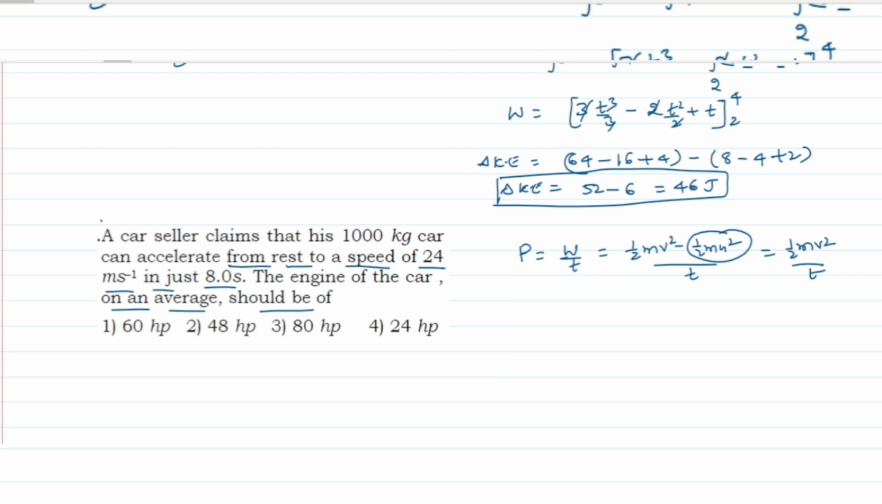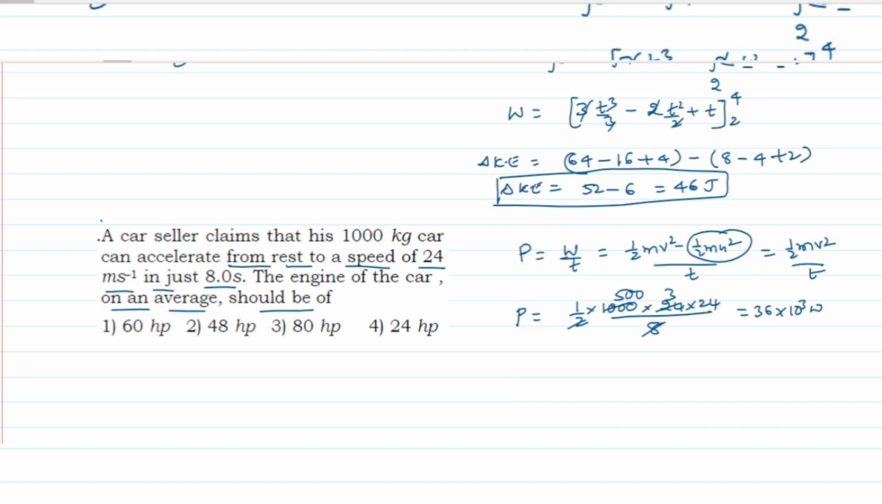Now you have to simplify this one. The power will be equal to half into mass, here we take 1000 kg, into velocity, which we get as 24. So here you can take 24 into 24 by time, which you can take as 8 seconds. So 8 3 0, and here 2 500 times it is going, and here nearly we will get 36 into 10 power 3 watts.